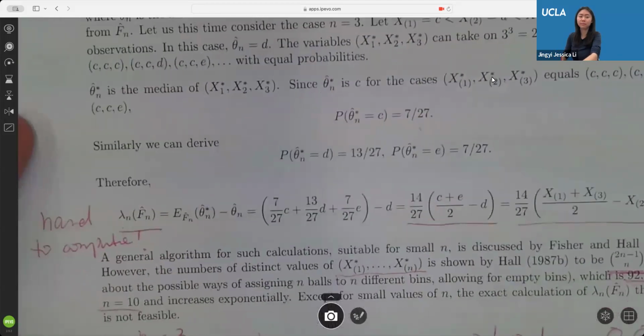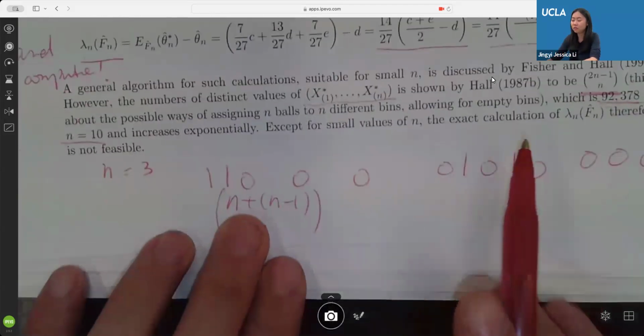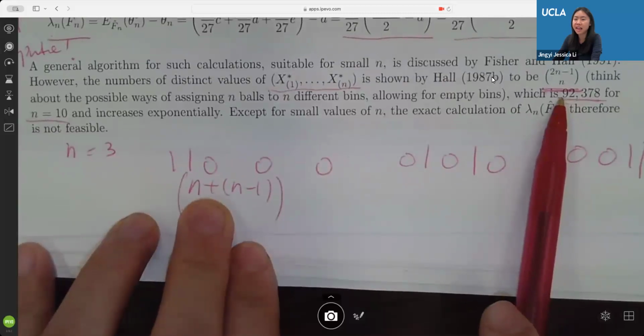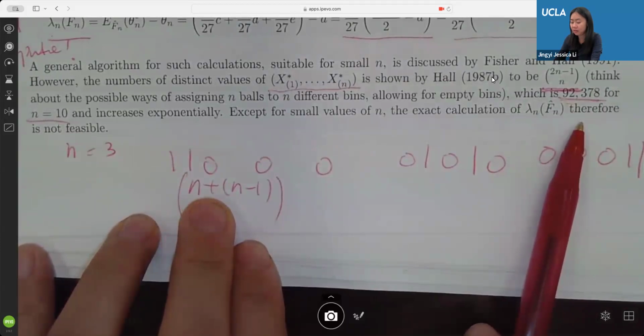That's the problem. Then what do we do? We are very close to the actual bootstrap we use in practice. That is, we don't consider all enumerations of hypothetical samples. We just consider a subset of them. For example, we don't go through all these 92,000 possibilities of hypothetical samples.